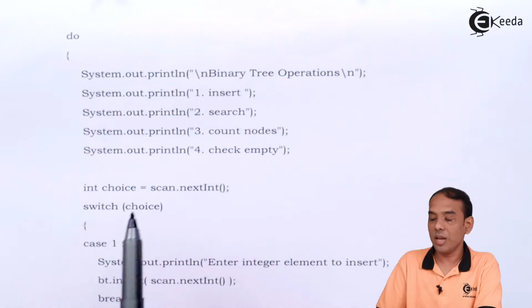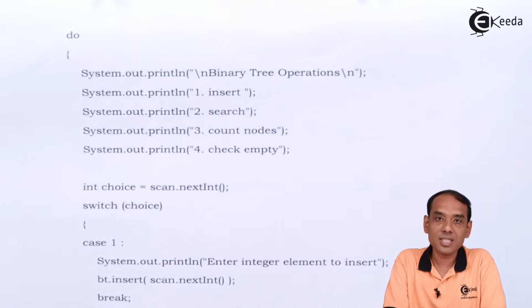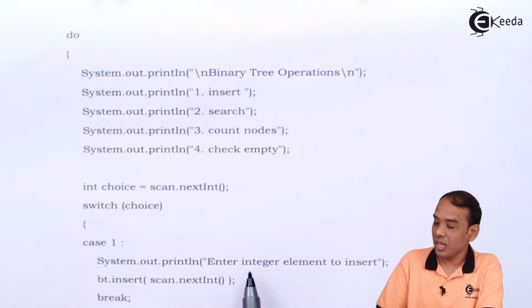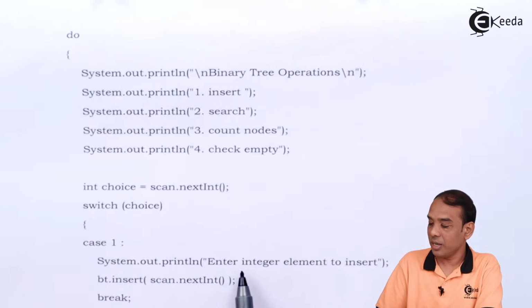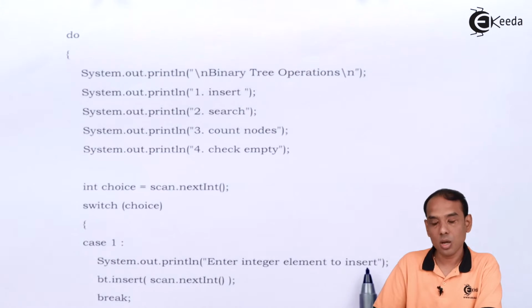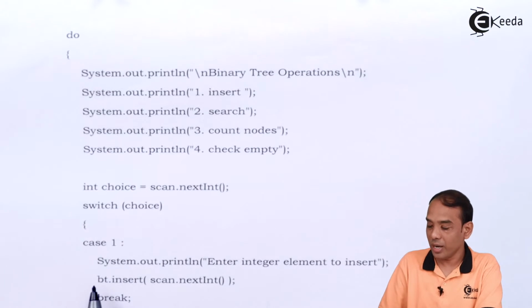Once this is done, then we are going to move to the switch case. Let us begin with the switch case. Case number 1, we are going to take the integer element to be inserted. Hence I write down system.out.println enter integer element to insert. Once this is done, we are going to call the object of bt class. Hence we are going to write bt.